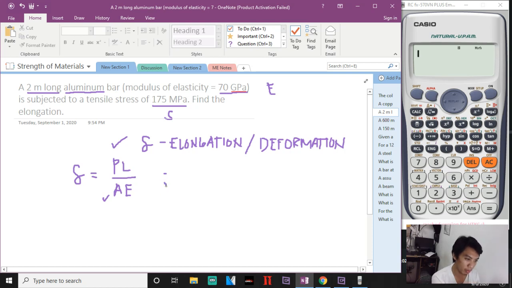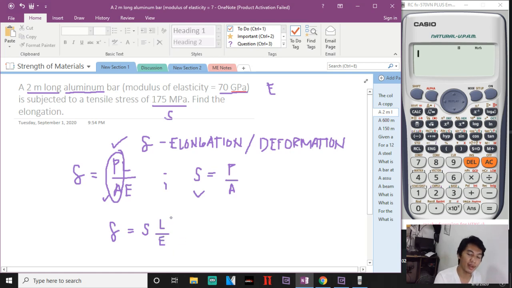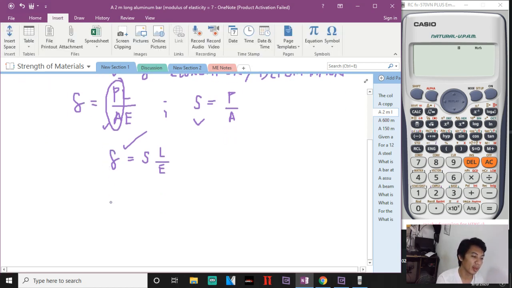Okay? As we can recall, stress is given by the formula P over A. And we are given stress, okay? So, we can substitute na yung stress pagdating dito sa dalawang to. Okay? So, now we will have another derived formula which is stress multiplied by L over E. SLE. Okay? So, may na-derive na naman tayo. Anong hinahanap natin dyan? This is the deformation. Okay? Wala naman sinabi kung cm or in millimeter. But, I prefer mas maganda millimeter. Okay? So, let us now go with solving.